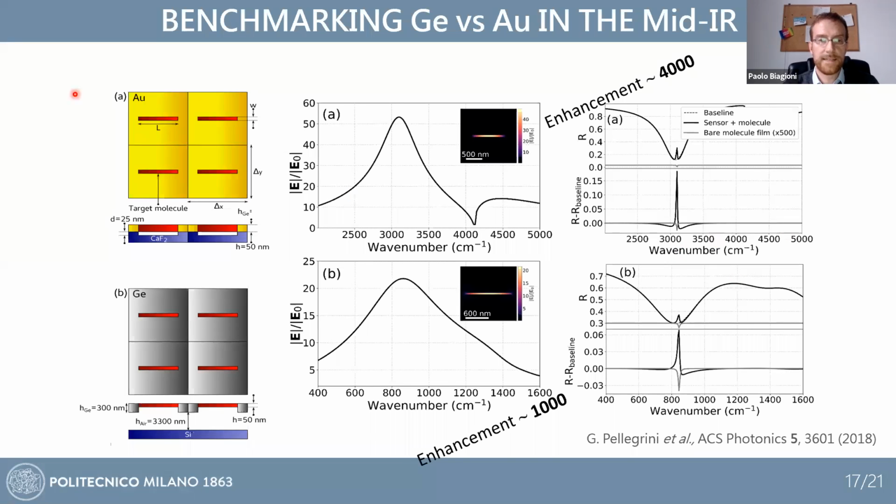By optimizing the gold structures, we obtained 4,000 of enhancement, and by optimizing the germanium structure, 1,000. So the order of magnitude is still the same, and the comparison is not so unfair to germanium eventually. And the germanium can also take advantage of fabrication possibilities that are not available with noble metals.